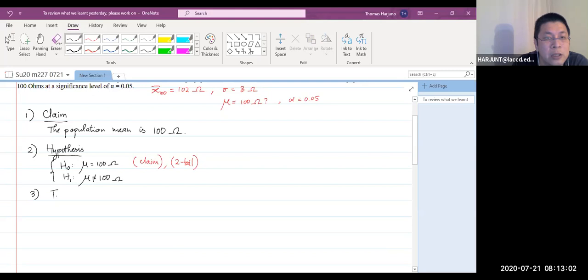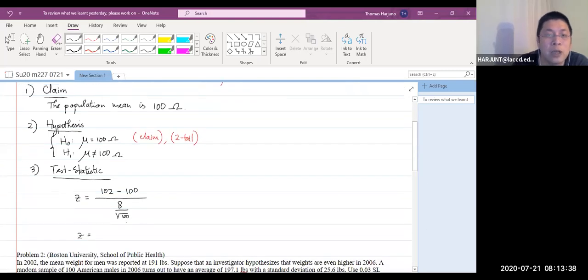Okay, so step three, test statistic. Because we know the population standard deviation, we use the standard normal distribution. The sample mean is 102, the claimed mean is 100, over the standard deviation 8 over square root of 100. This will be 1/4 times 10. So that's 2.5. Let me insert more.